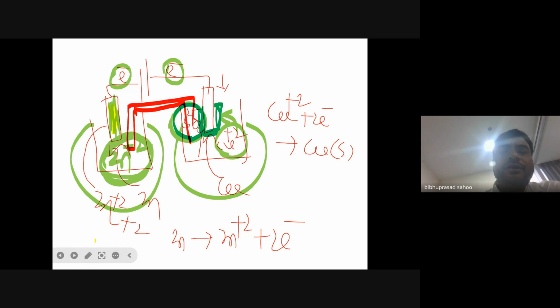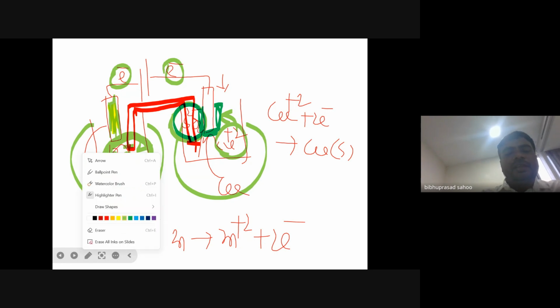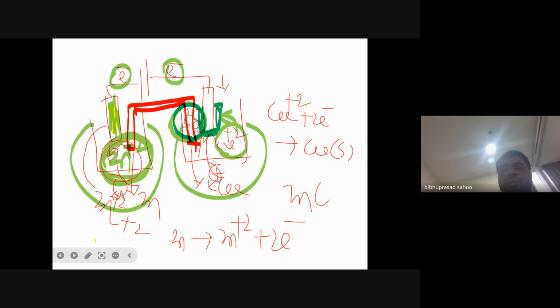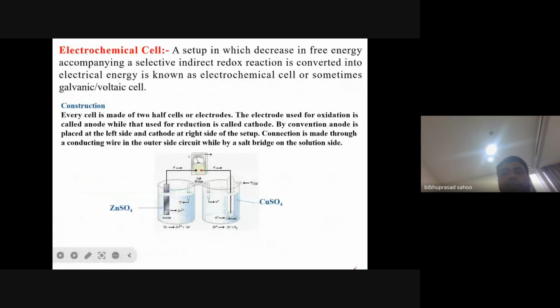The salt bridge is such a species that it will provide ions. It will provide K plus ions here and Cl minus ions to here, because Zn2 plus in this half cell is more. The Zn2 plus becomes zinc chloride and becomes stable, and here sulfate 2 minus accepts K plus and becomes potassium sulfate, K2SO4. So the electrical neutrality will be maintained and the cell reaction will go on.